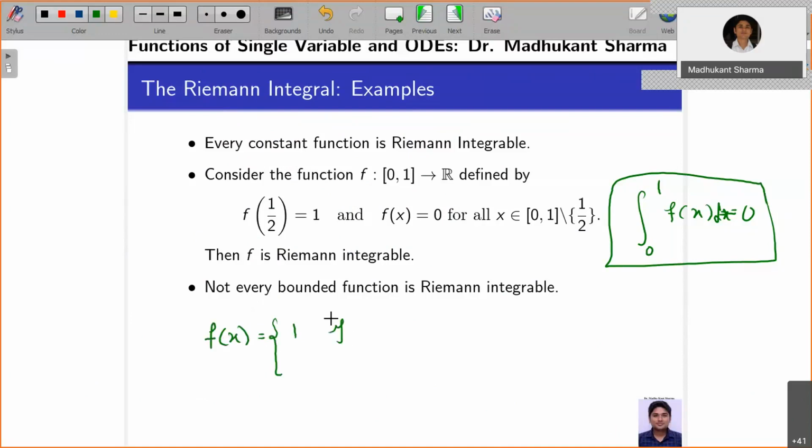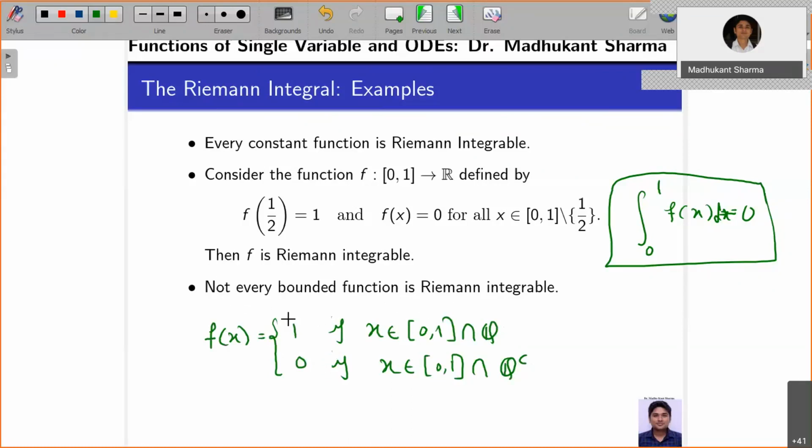for giving contradiction proofs for many things. So f(x) is 1 if x belongs to [0,1] intersection with the set of rational numbers, and 0 if x belongs to [0,1] intersection with the set of irrational numbers. You know that this function is not continuous, right? The function is nowhere continuous. Okay. Yeah, so this shows that not every bounded function is Riemann integrable.